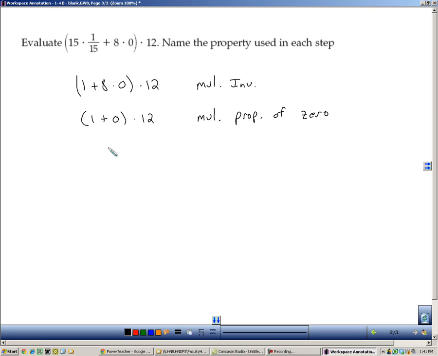Staying inside the parentheses now, 1 plus 0 is just 1. And that's the additive identity, because I started with 1, added something to it, which was a 0, and got a 1. The last step we'll do is multiply 1 times 12. We'll get a 12. So we have a 12, we multiply by something and end up getting the same number. That's the multiplicative identity.